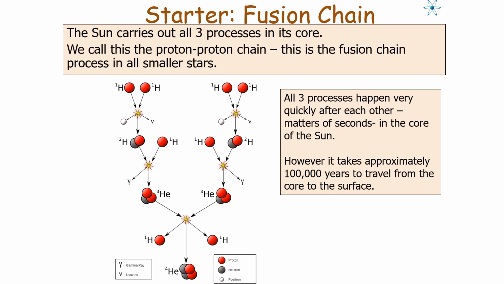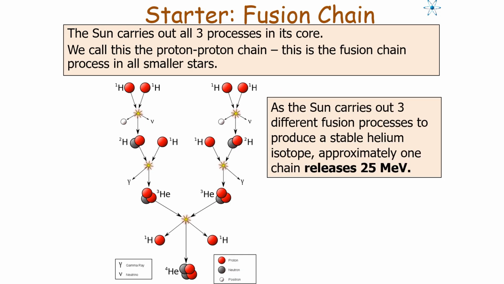Now, rather interestingly, all three processes happen very quickly after each other within a matter of seconds in the core of the sun, but it takes about 100,000 years to travel from the core to the surface of the star itself. Now, as the sun carries out the three different fusion processes to produce a stable helium isotope, one chain process will release about 25 MeV.